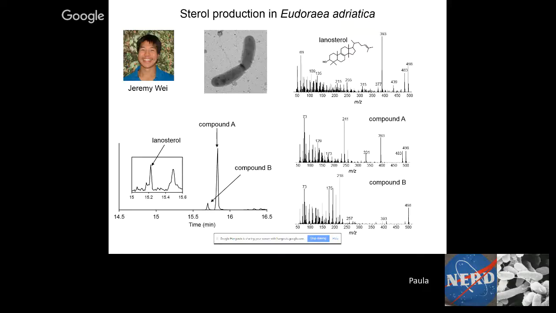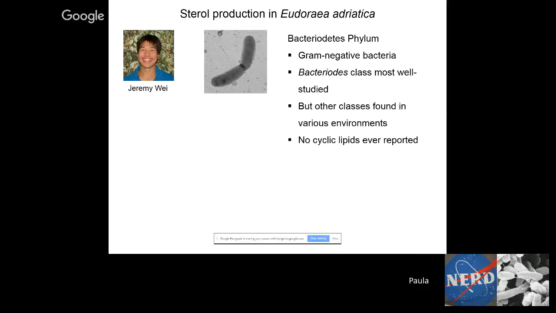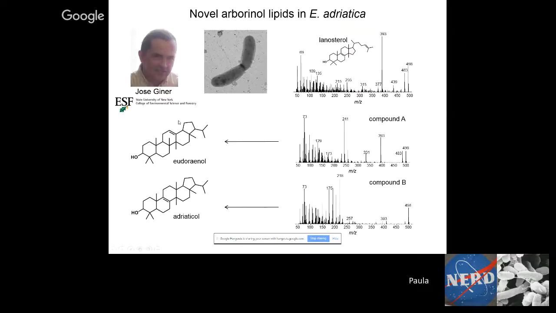But what Roger did is he got us in contact with an NMR specialist who works on plant triterpenoid molecules, like these cyclic molecules that we study. That was Jose Hiner at State University of New York in Syracuse. Jose was able to identify these molecules. They look very similar to what some plants are producing. They look similar to our hopanoids, but they're being generated from oxidosqualene. These are completely novel. These are new molecules that have never been seen in nature before.